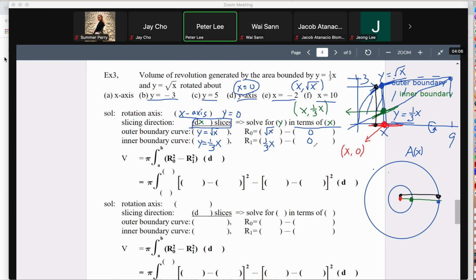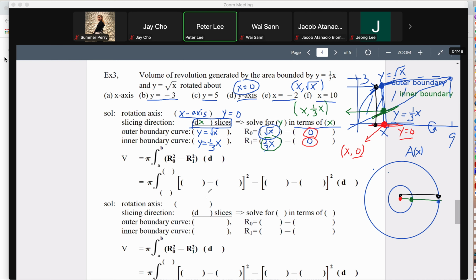This 0 right here is the rotation axis. That's the red. Let me mark this in red here. And the green is over here, the inner radius. The outer boundary y equals square root of x is called the outer boundary curve. The outer radius is square root of x minus 0, the 0 for the rotation axis. The rotation axis is y equals 0.